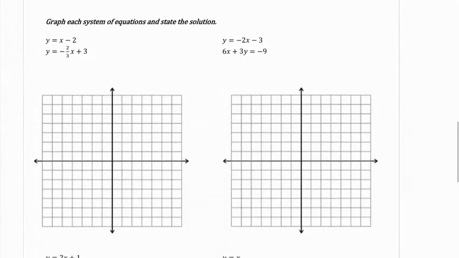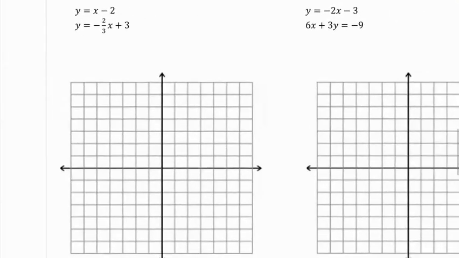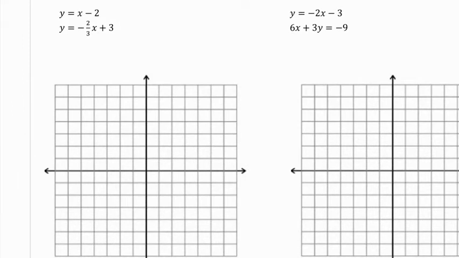Okay, so let's try a few here. We'll do a couple examples together. So we're going to basically solve this system of equations by graphing each line and then looking for where they intersect, if they intersect. Okay, so to solve our first system of equations here, I've got our 2 lines. Our first one is y equals x minus 2.